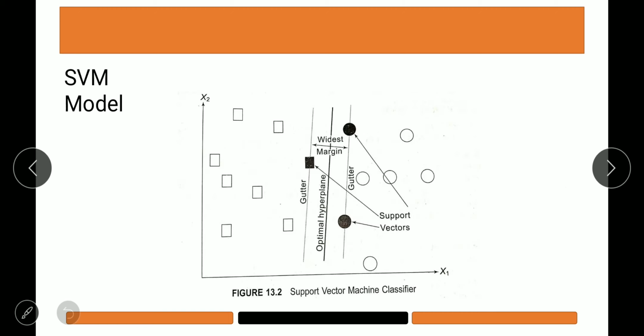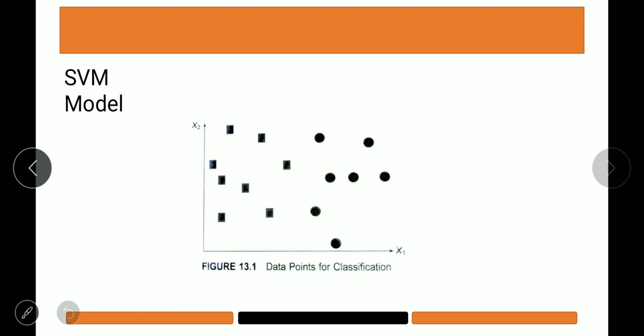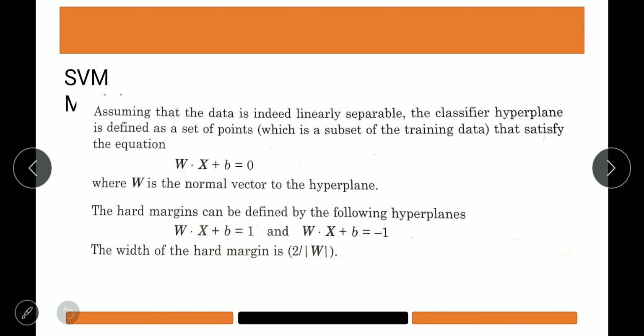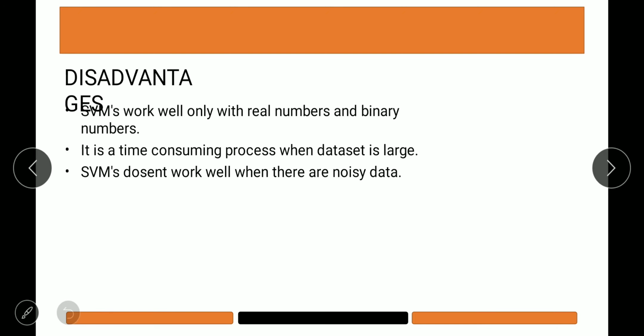You may be asked two questions here. The first one is: explain what is a support vector machine, and explain the SVM model. This is the answer you have to write, the support vector machine model, what we have discussed in this video. And the last question is: write short notes on the advantages and disadvantages of SVM. These are the two probable questions that can be asked from this chapter.